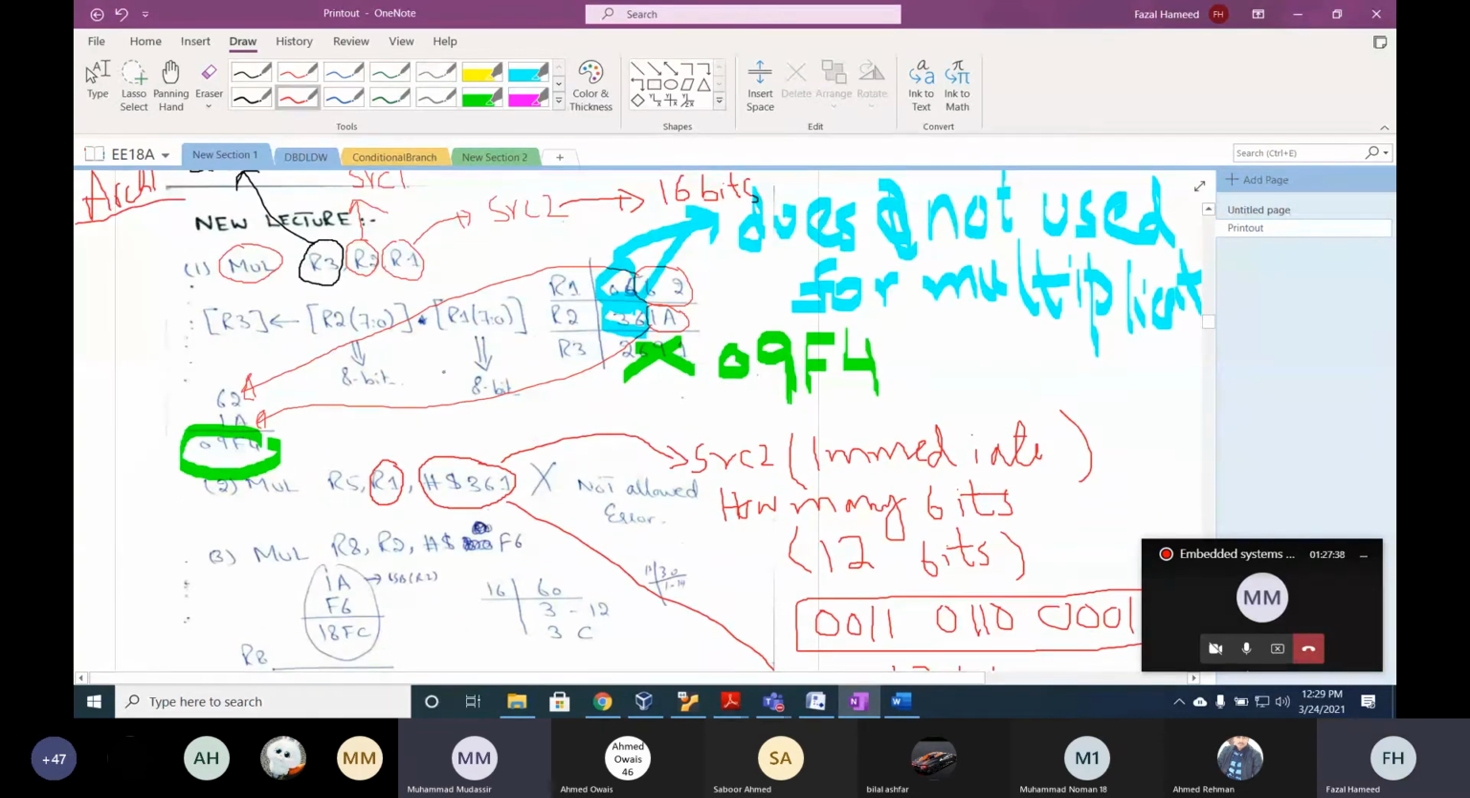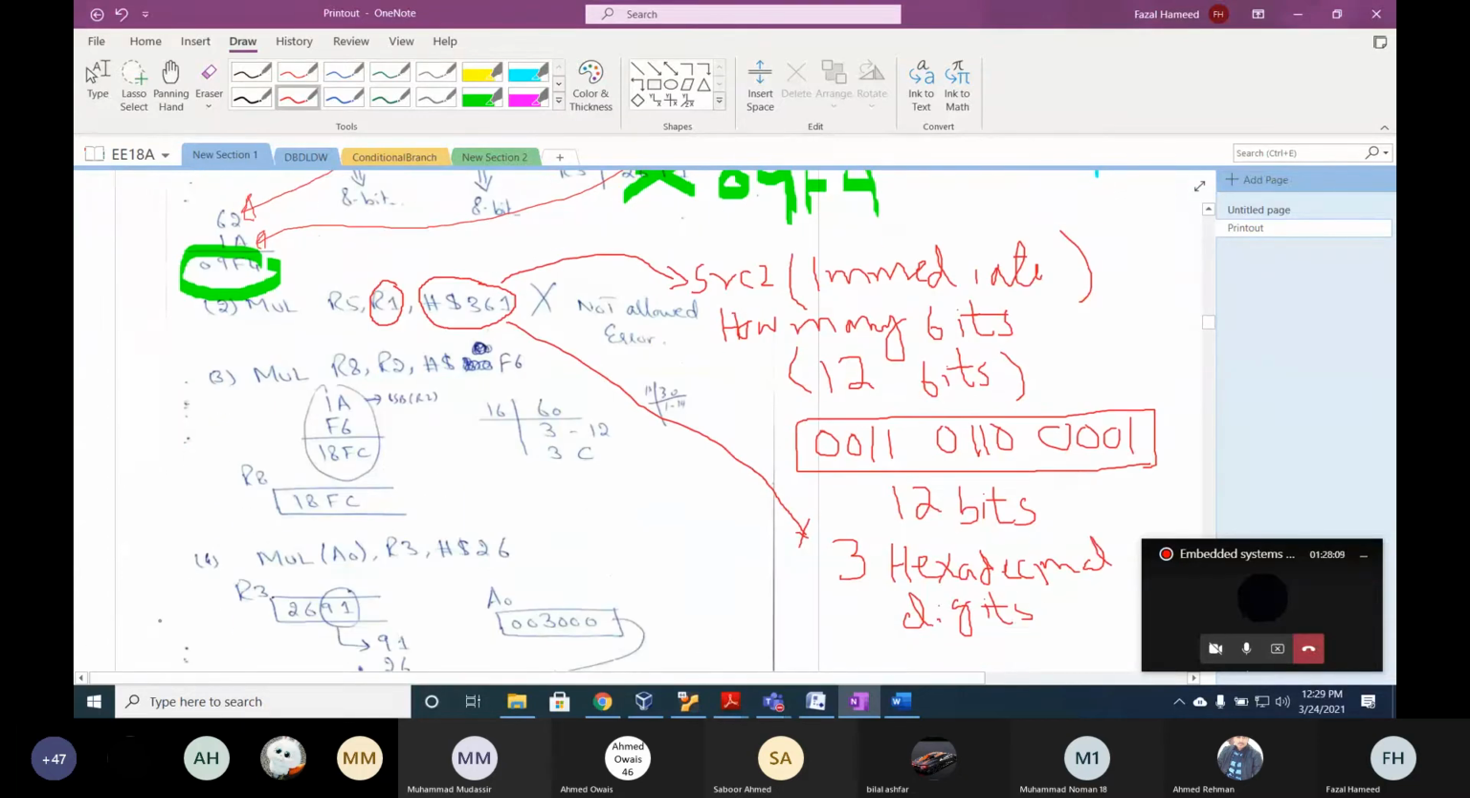Now if we use this instruction in architecture 2, will it give you an error? No, sir. Because architecture 2 performs a 16-bit multiplication, and architecture 1 is capable of doing an 8-bit multiplication. So it will give an error in architecture 1, but it will not give an error in architecture 2. Agreed? Agreed, sir. Okay, good.